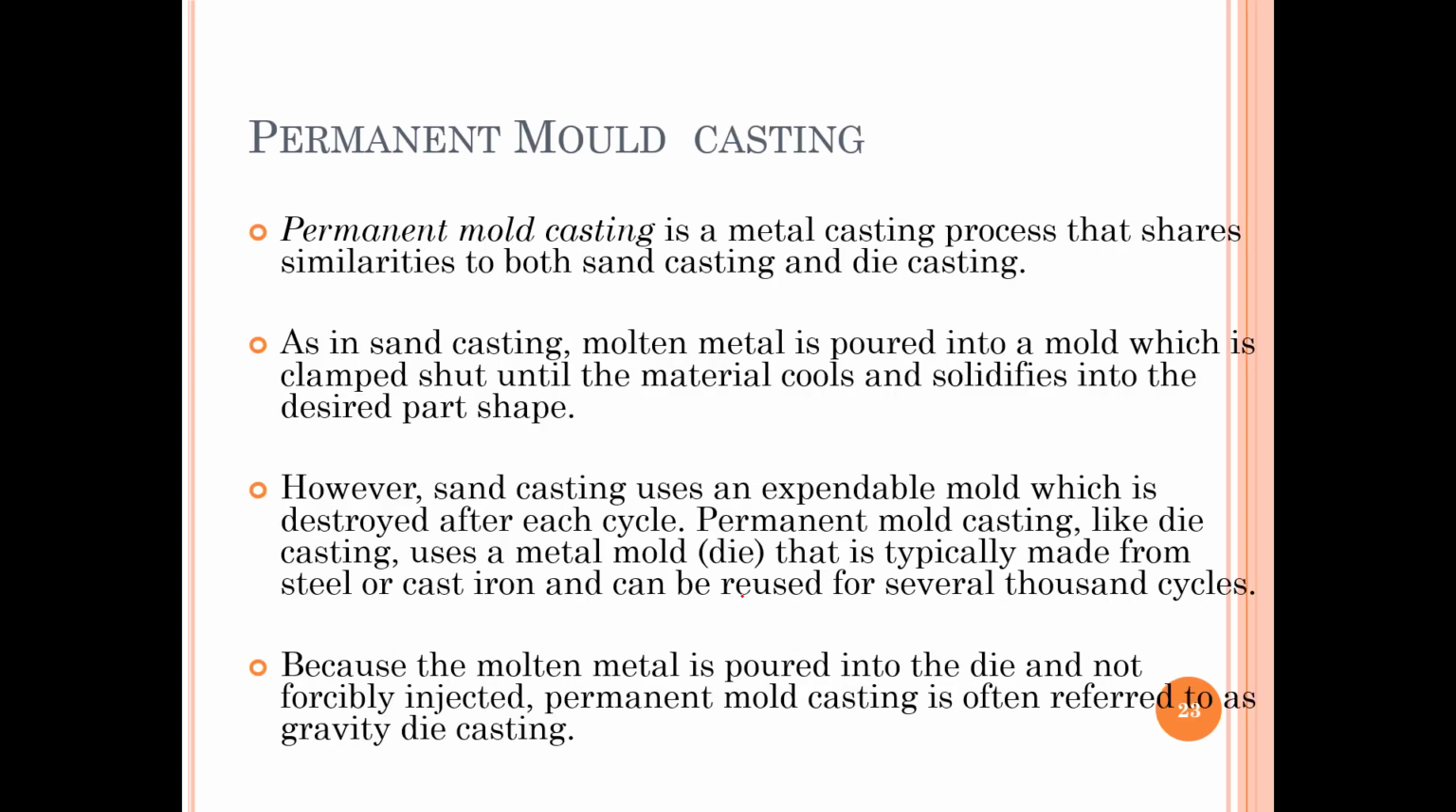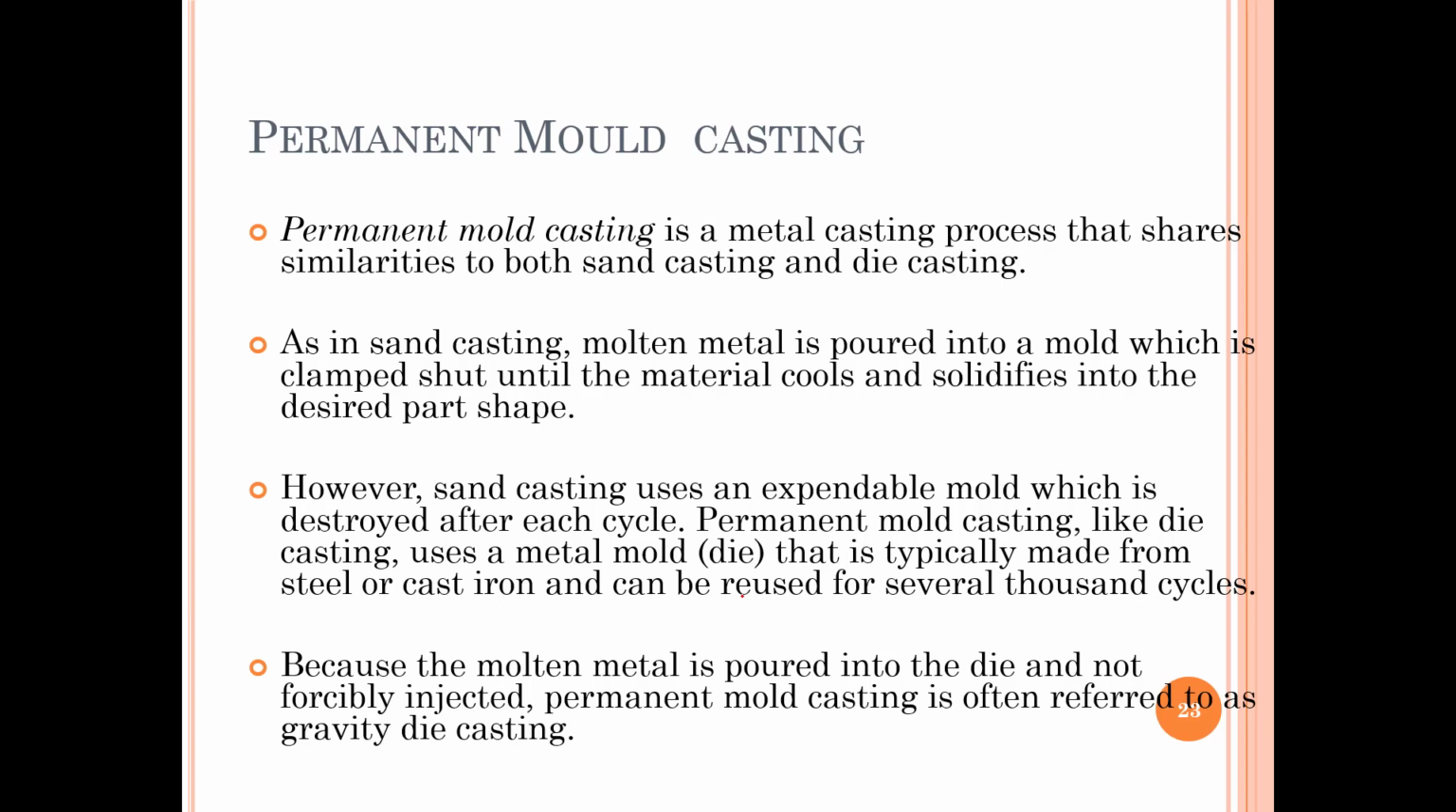Next one is permanent mold casting. It's similar to both sand casting and die casting. As in sand casting, molten metal is poured into a mold which is clamped shut until the material cools and solidifies into the desired shape. However, sand casting uses an expendable mold which is destroyed after the heat cycle.